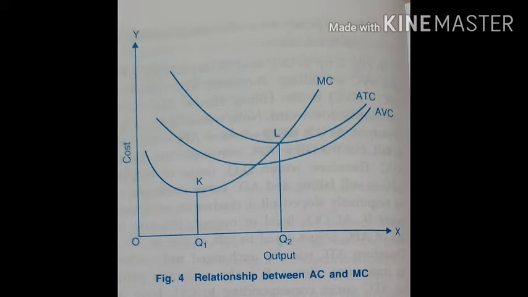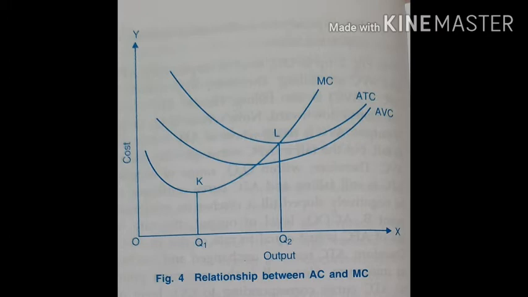I have already told you that marginal cost is associated with average variable cost, and in the same manner it is associated with average total cost also, because this cost is a cost of the variable factor. This has nothing to do with the fixed factor, so it is not associated with fixed cost. So the fixed cost curve is not drawn on this diagram, only the variable cost curve and total cost curves are drawn in the diagram.